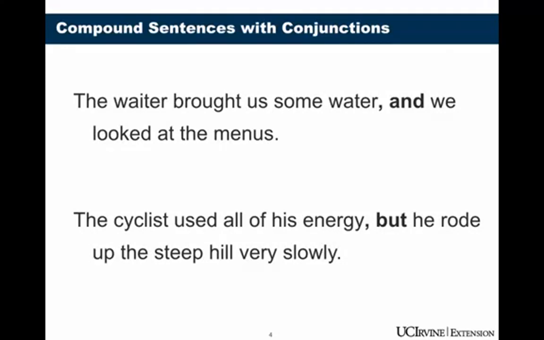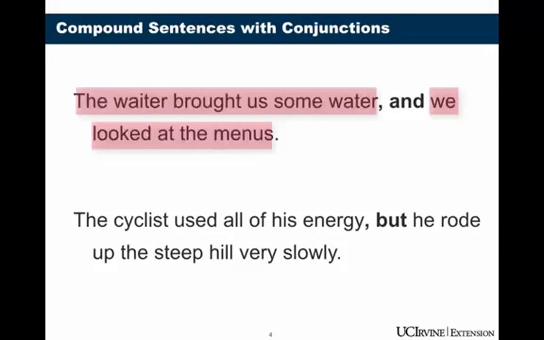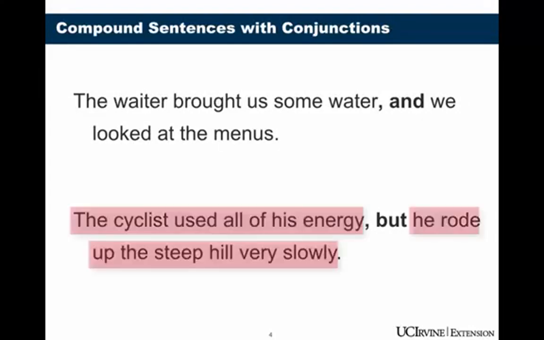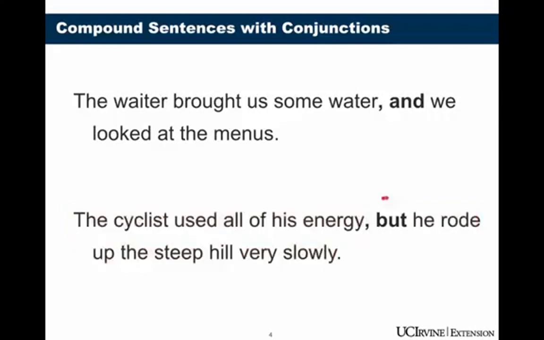The waiter brought us some water, and we looked at the menus. We have two sentences here, and they are joined with the comma and the conjunction and. Look at the next one. The cyclist used all of his energy, but he rode up the steep hill very slowly. Again, we have two sentences, and these two sentences are joined with a comma and the conjunction but. This makes a compound sentence.